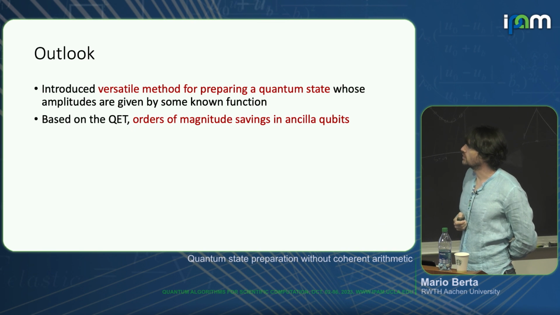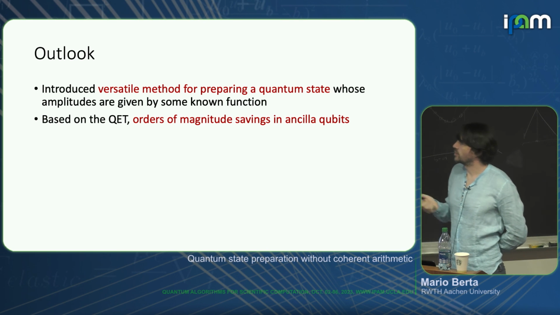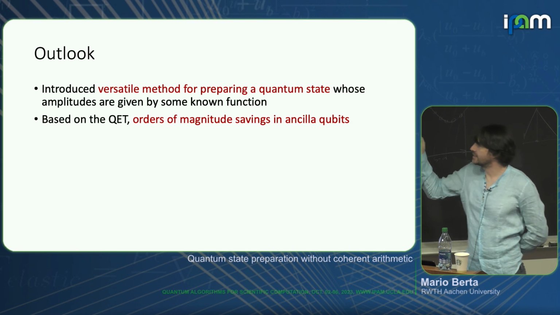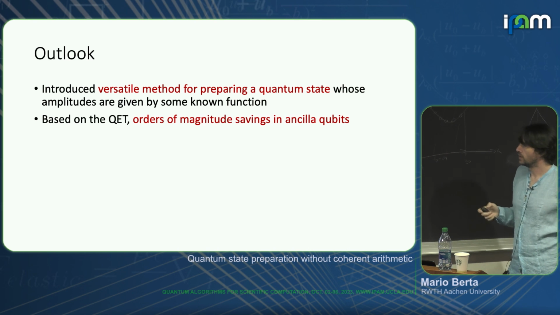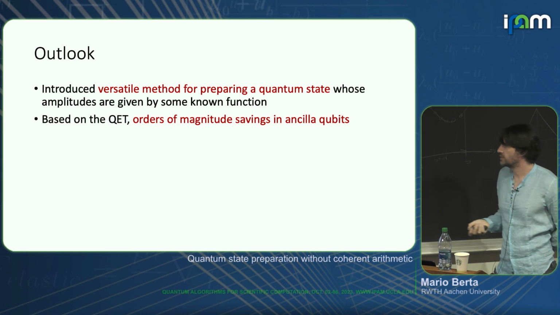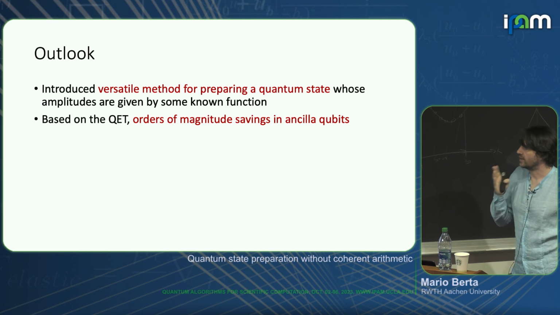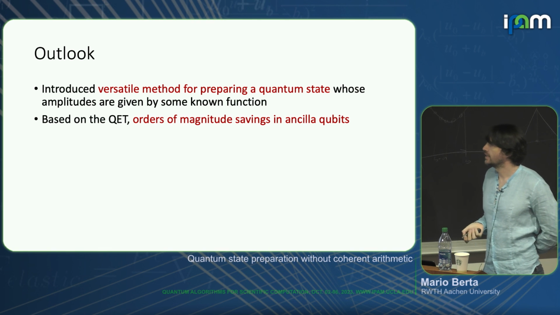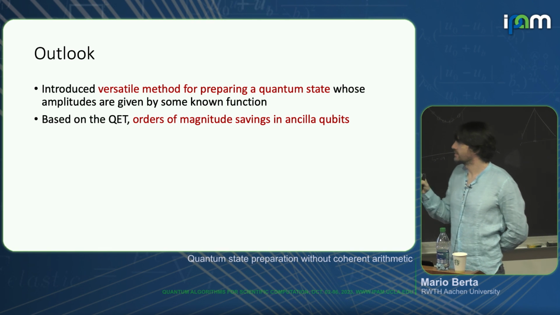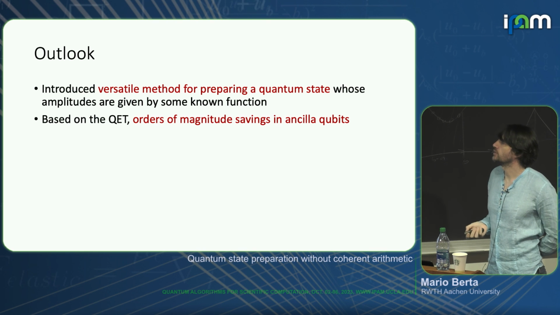Good. So outlook, well, first, I guess, quick conclusion. I presented these methods for preparing quantum states whose amplitudes are given by some known function. It's based on the quantum eigenvalue transformation. The main selling point is that it works well analytically, it works well numerically, also in practice, and it has orders of magnitude savings in the number of ancilla qubits you need. And I would hope that this is really the way you want to do this task going forward.